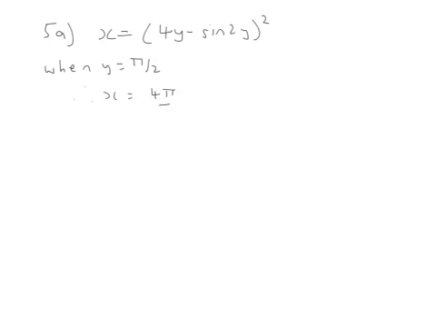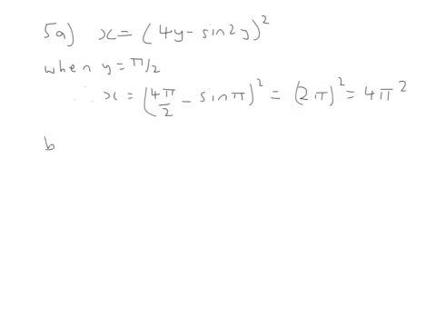Now we're looking at question 5, and it says that x equals 4y minus sine 2y, all squared. And in part A we're told that y is pi over 2, so therefore x is 4 times pi over 2 minus sine, well 2 times pi over 2 is just pi, and sine of pi is of course 0, so this part is 0. 4 divided by 2 is 2 pi, so it's 2 pi all squared, or 4 pi squared. Either of those answers is okay.